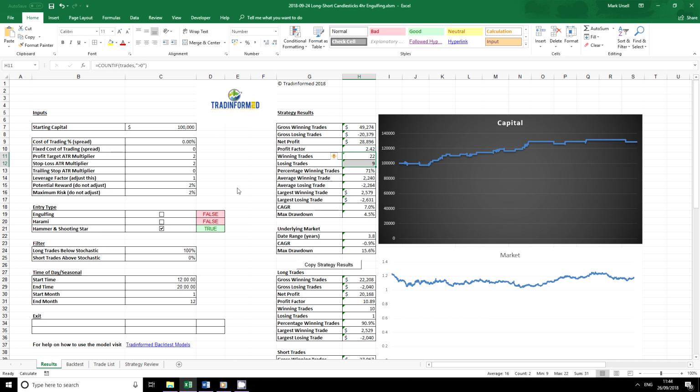Now, in the next video in this sequence, I'll be looking at how we can make this into more of a complete trading strategy, how we can get more trades, how we can get more robust results, and how we can get more profit. I'm going to do this using filters.